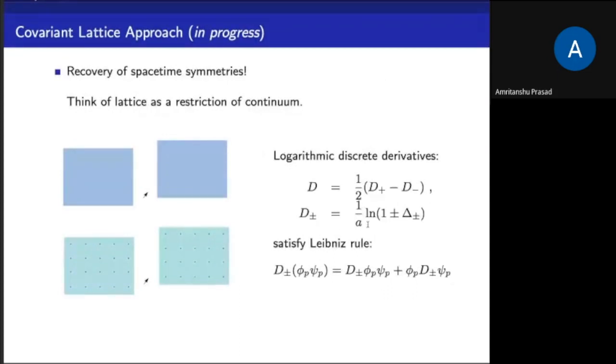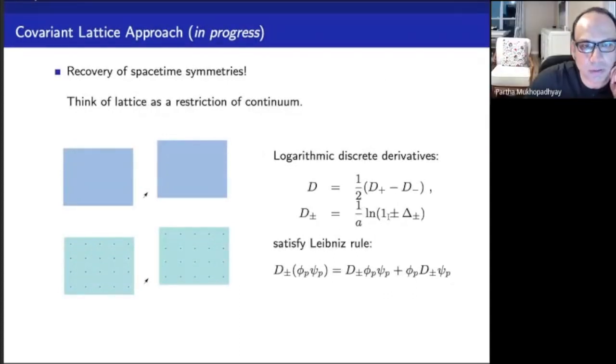Thanks. So this is the logarithm of 1 plus something. You can expand in powers of delta plus minus. And so we know the action of delta plus minus on phi p or any field. That is how you are supposed to calculate it. That is the formula for calculating it.